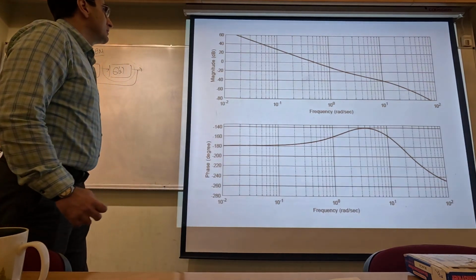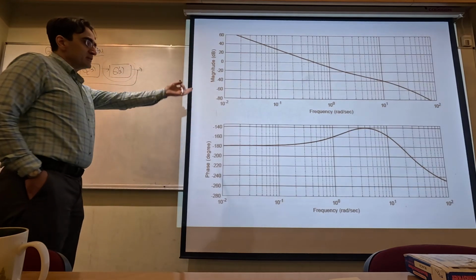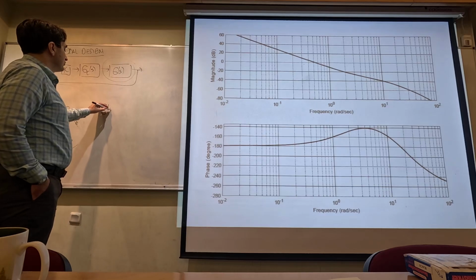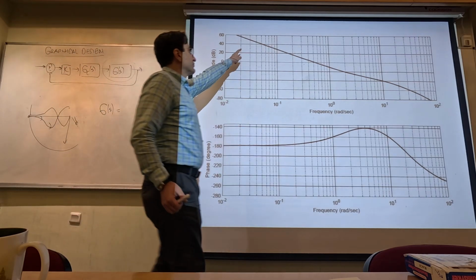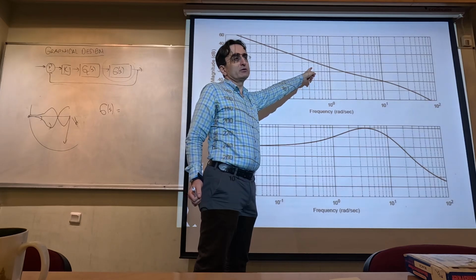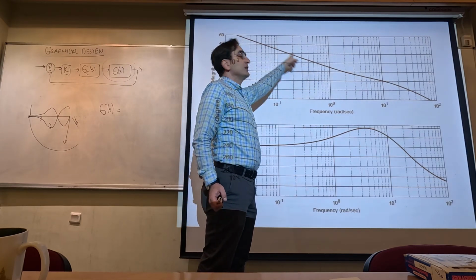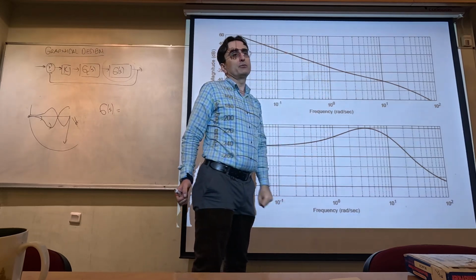The reason is the following. When we try to draw the Bode plot, this system is actually looking like this. G of s. If I look at the slope here, it is minus 40 dB per decade. When the frequency increases 10 by 10, then the magnitude decreases 40 dB.